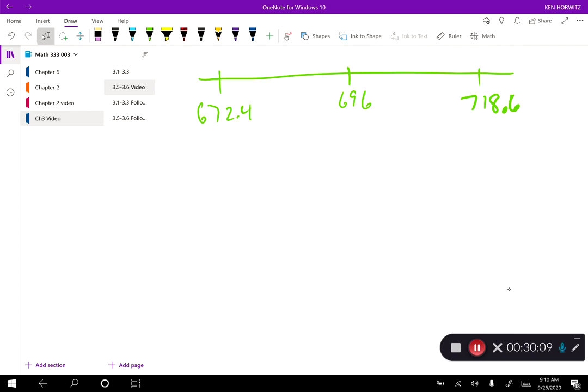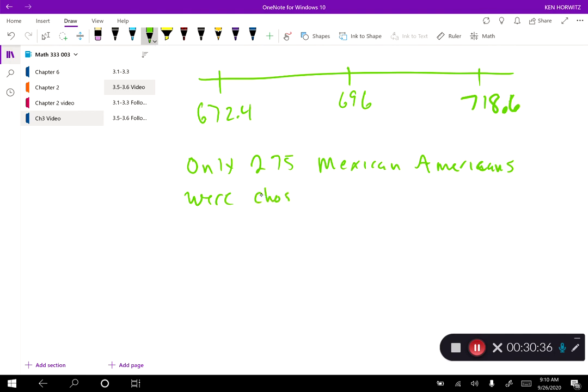Well, apparently, the reason why this study was done was because only 275 Mexican Americans were chosen for a jury. And this is why it was referred for investigation. So this is how statistics can relate to the law.